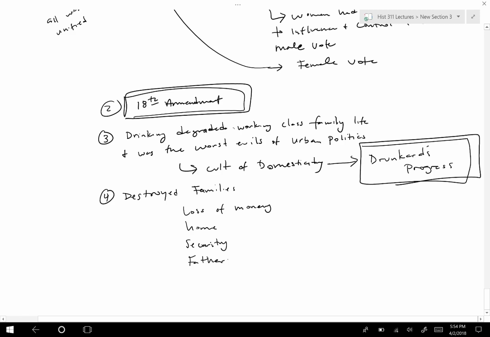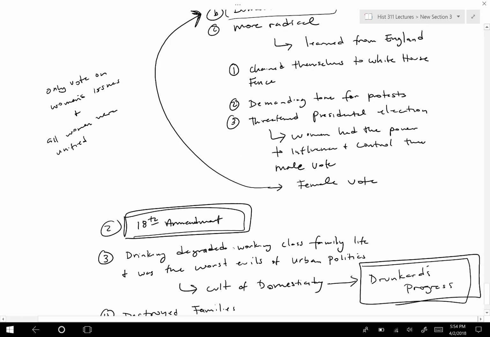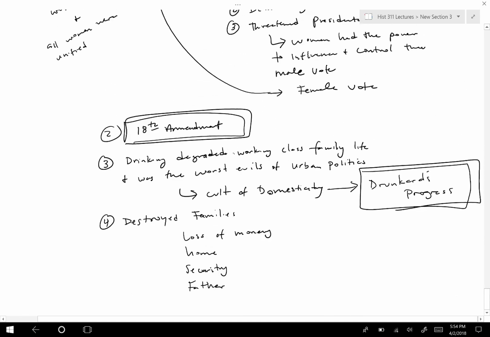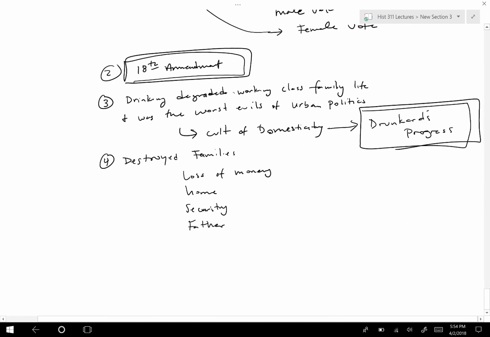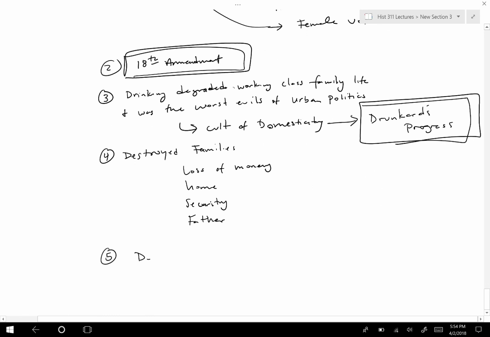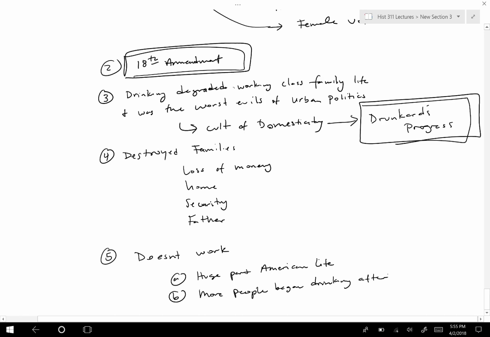Of course, it doesn't work. Drinking was already a huge part of American life. In fact, more people began drinking after Prohibition.